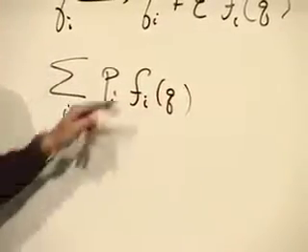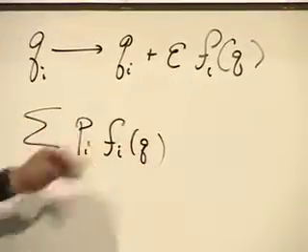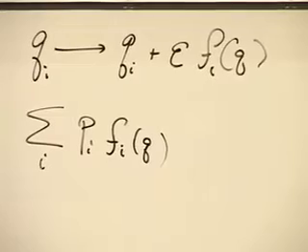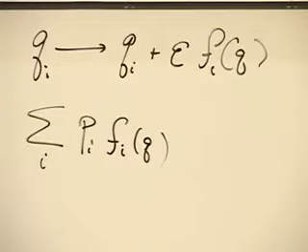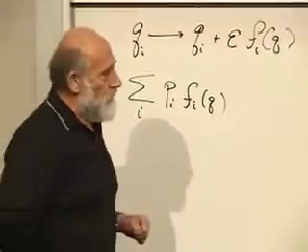In other words, times this small shift. You can neglect the epsilon there, just f sub I of q. And that's the conserved quantity which is conserved as a consequence of the symmetry.